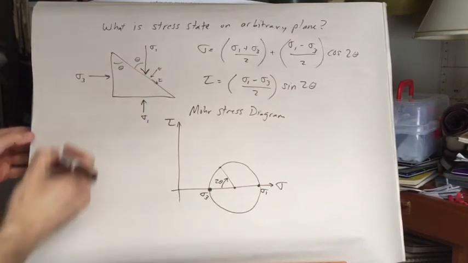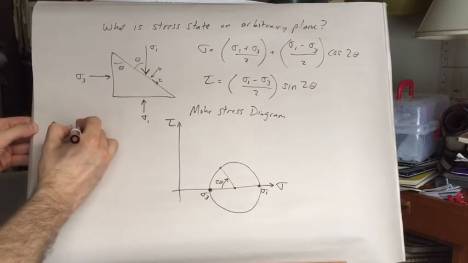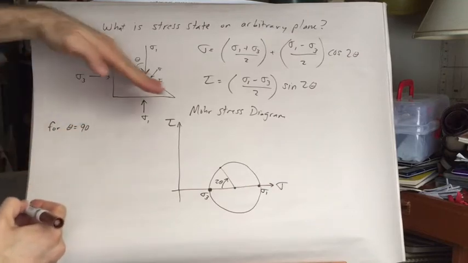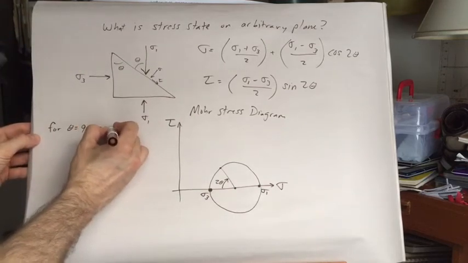So some things to note. For theta equals 90, that would be that surface. That would be 2 theta equals 180.